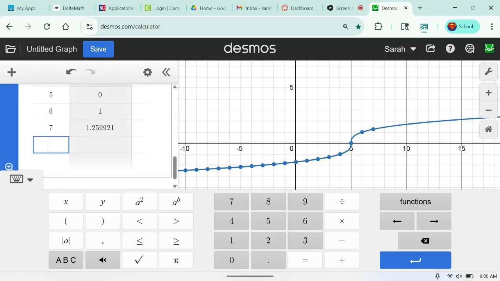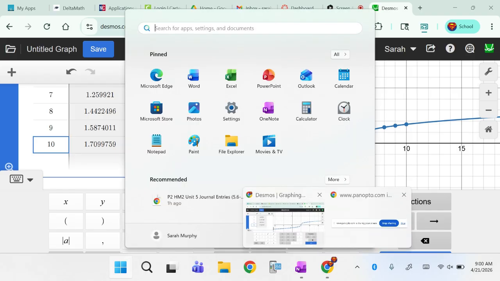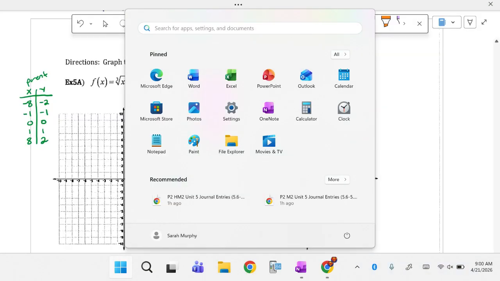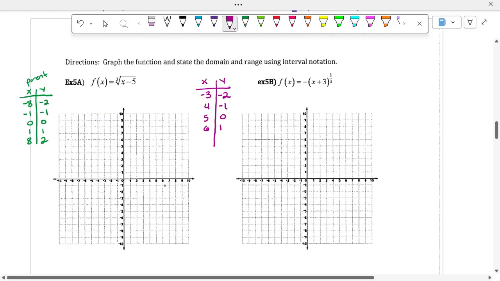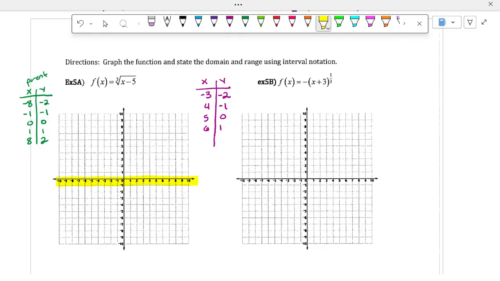7 doesn't work. 8 doesn't work. 9 doesn't work. 10 doesn't work, and we've officially run out of graph. All right, so that's what you need to do when you're graphing this. Look at the axes, specifically the x-axis. See the numbers that you have to go through and just test them.